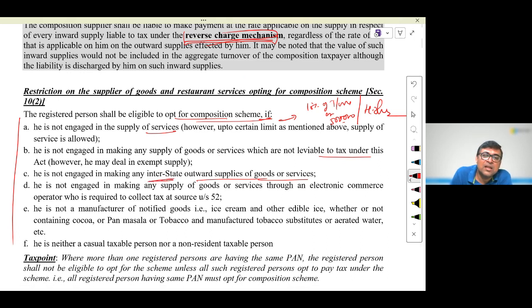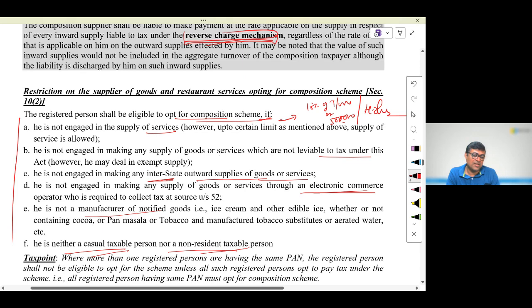He is not engaged in making any supply of goods through an electronic commerce operator. You can't supply goods or services through an e-commerce operator. He is not a manufacturer of certain notified goods. We already discussed. He is neither a casual taxable person nor a non-resident taxable person. He should not be a casual taxable person and should not be a non-resident taxable person.